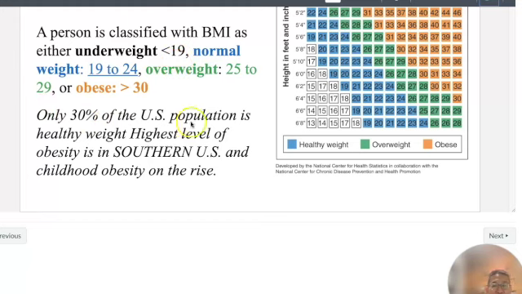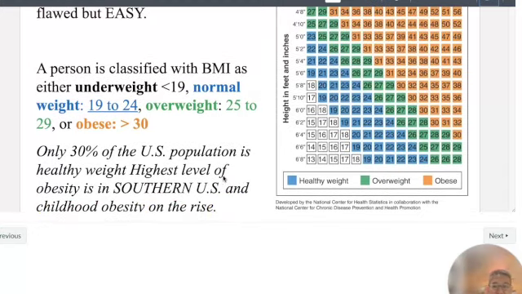Only 30% of the U.S. population is healthy weight. Okay, highest level of obesity is the South. Child obesity is on the rise again. Too much processed food.